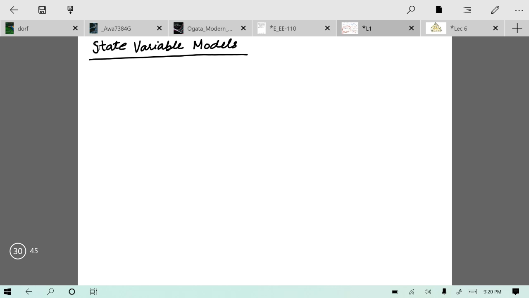The topic of today's lecture is basically state variable models, and we will also see a few signal flow graphs in this lecture as well. So first of all, what is a state variable model?